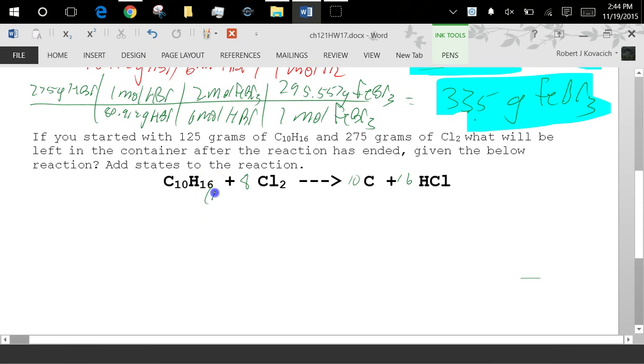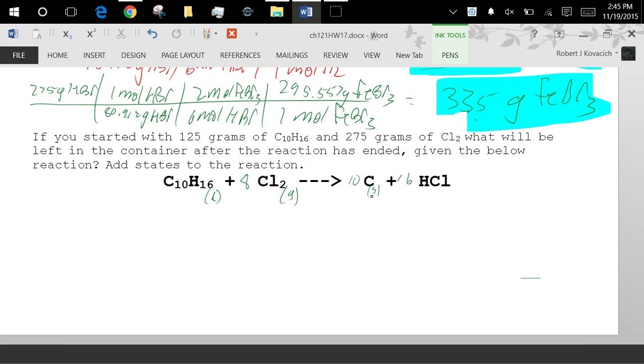Pretty close to 8, which is gas. What about the chlorine? Gas. The carbon? Don't get tricked by this last one. What is it? I said don't get tricked.